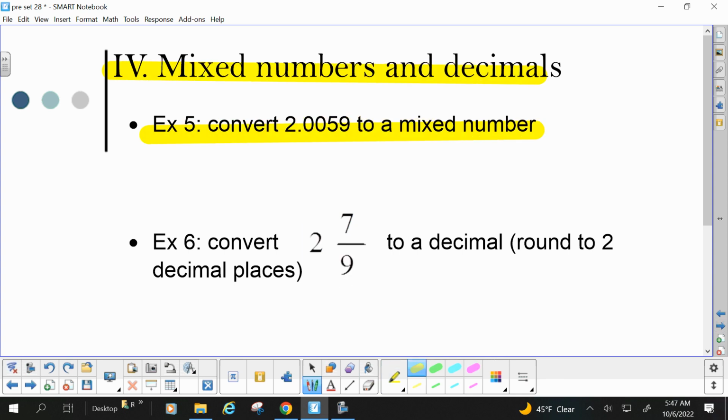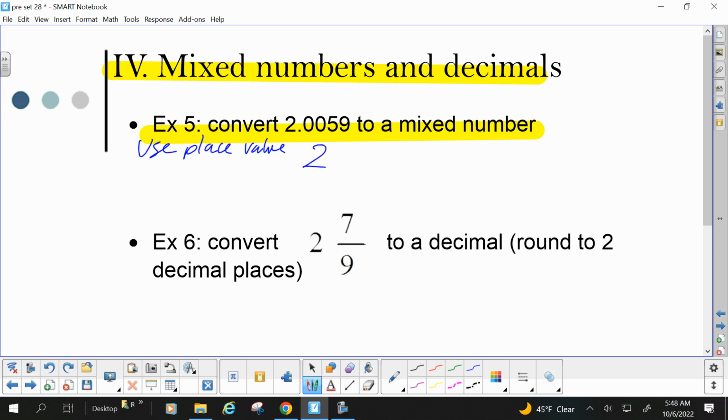Now let's talk some decimals. Mixed numbers and decimals. Also pretty straightforward. If you were to convert 2.0059 to a mixed number, now you've largely been doing something like this, except you didn't have a whole number part. You just had the decimal part. So the only thing new here is now that you have the 2 on the other side. But it's still the same idea. It's just use place value.